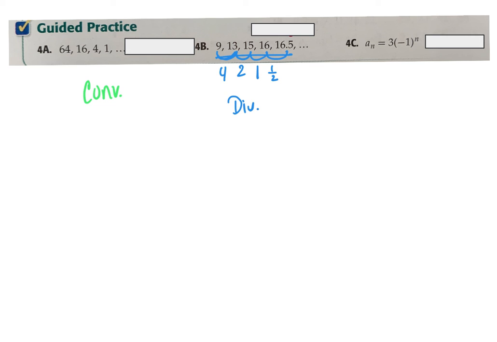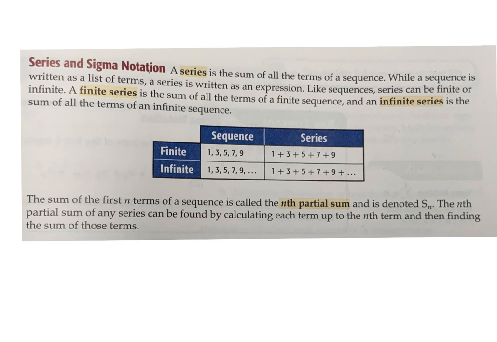All right? Let's look at this last one. My first term is going to be 3 times negative 1, right? My second term is going to be 3 times positive 1. My third term is going to be, my fourth term is going to be. What's the problem here? It's not going anywhere. So this one is also what? Divergent. Good job. We've been talking about sequences.